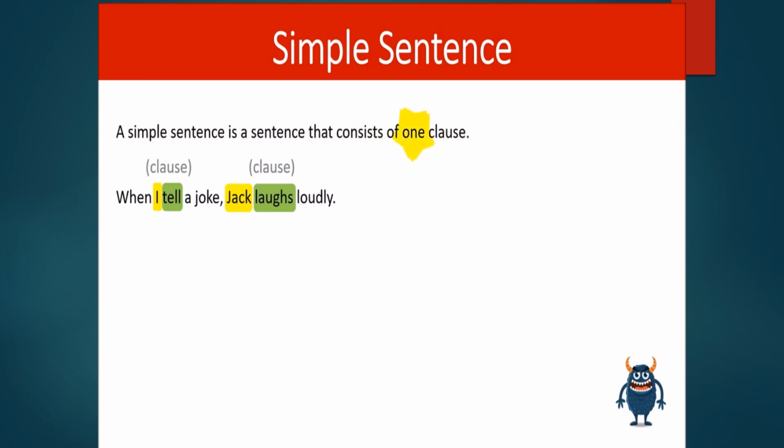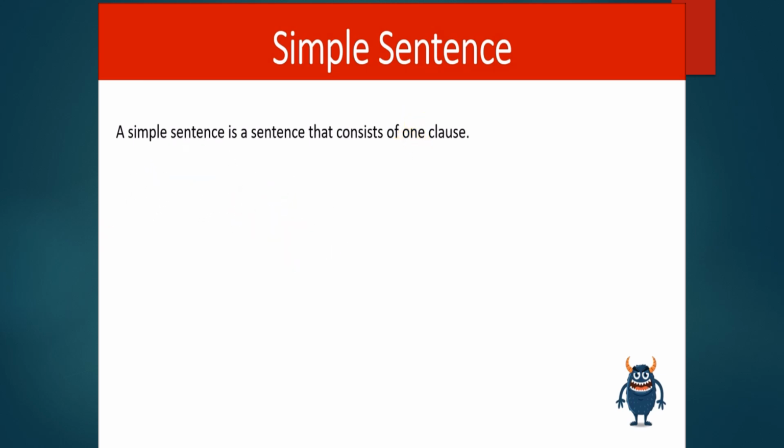This one is an independent clause because it could stand alone as a sentence. And this one is what we call a dependent clause because when I tell a joke could not stand alone as a sentence. So we have a dependent clause and an independent clause. This is not a simple sentence. This is actually called a complex sentence. And we have a page on the website and a video about complex sentences. Okay.